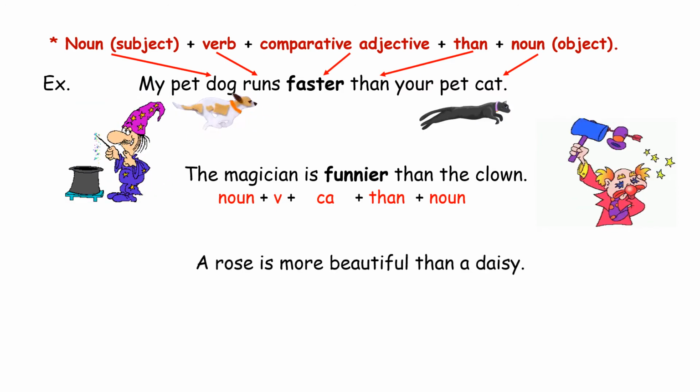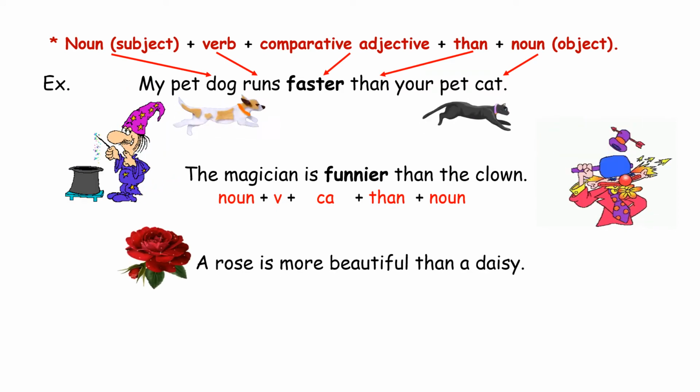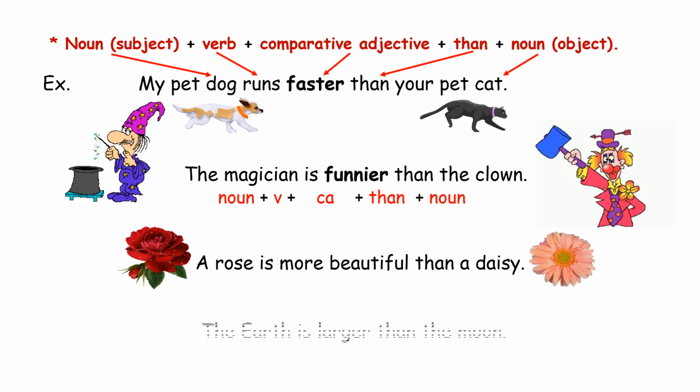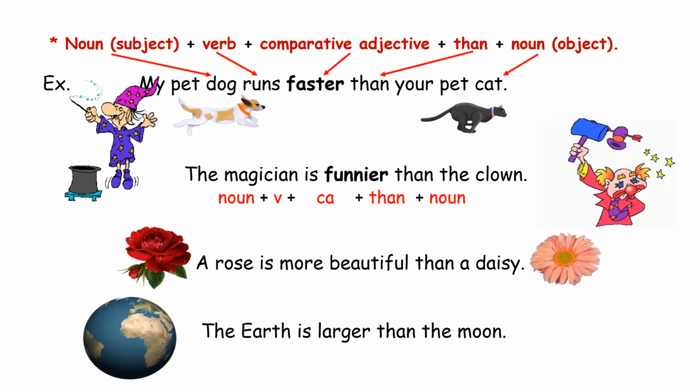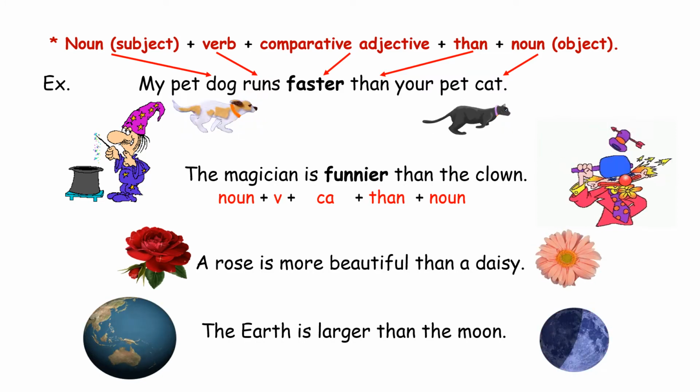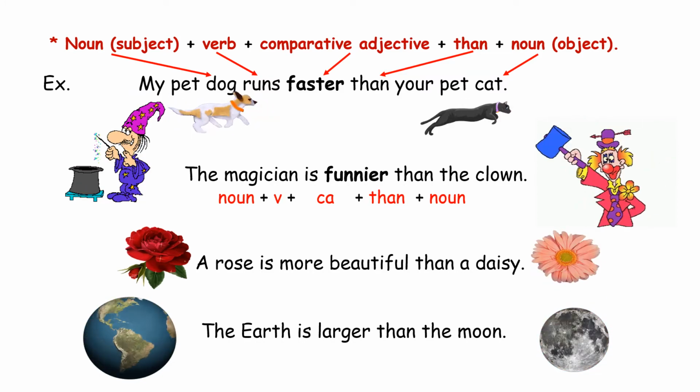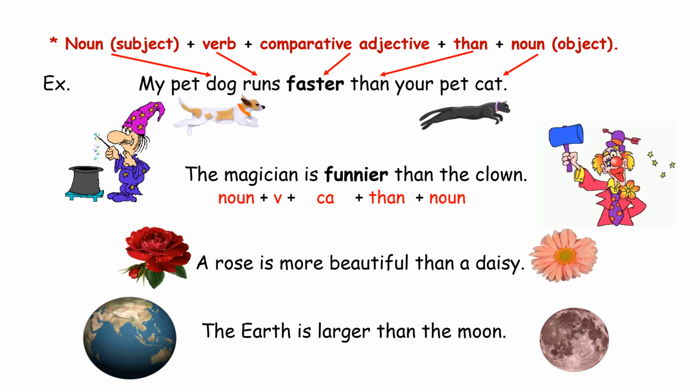Another example, a rose is more beautiful than a daisy. Another example, the earth is larger than the moon. So those are our examples.